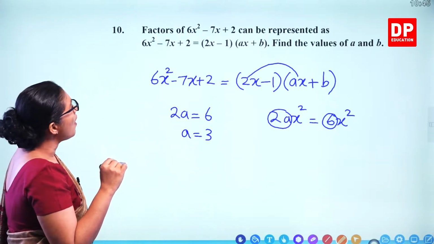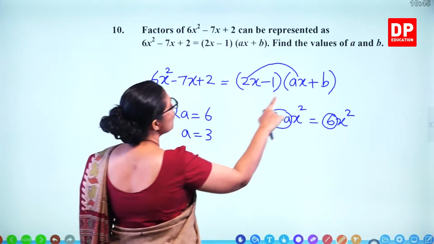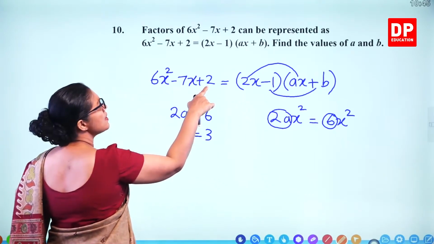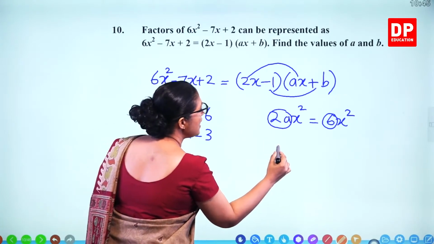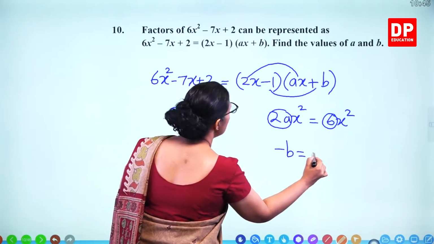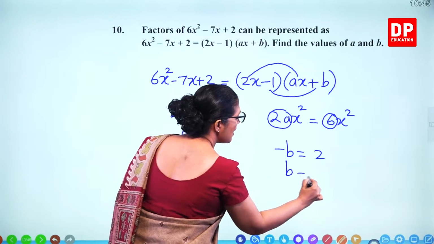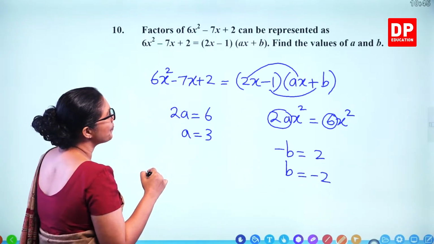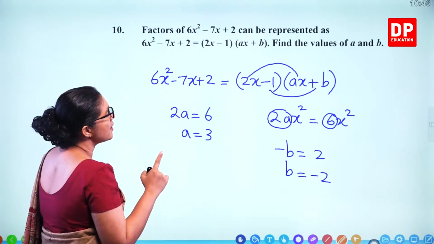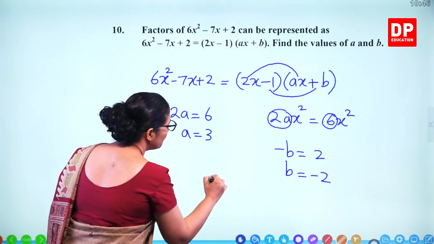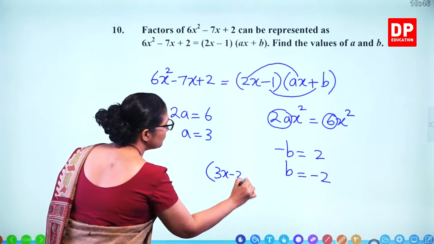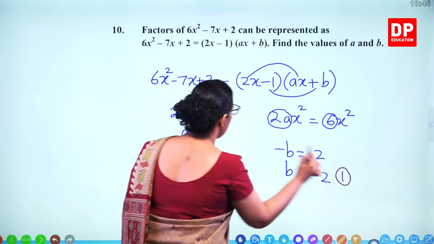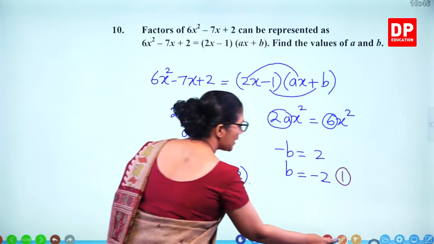That's one method. And how do you find out b? The last term. The last term is this. So minus b becomes 2. So what is b? B becomes minus 2. So what's the other factor? 3x minus 2. So you get 2 marks. 1 mark for finding b, 1 mark for finding a.